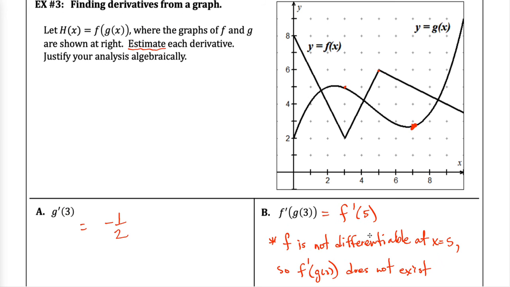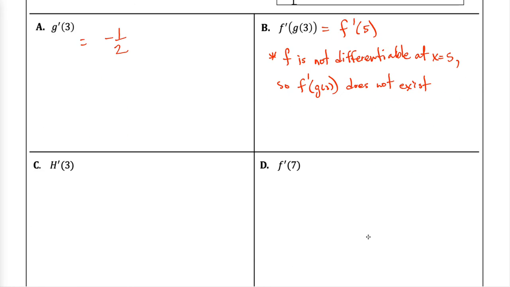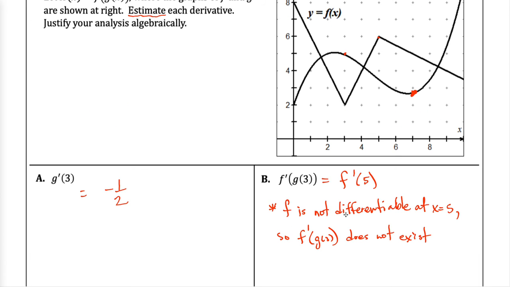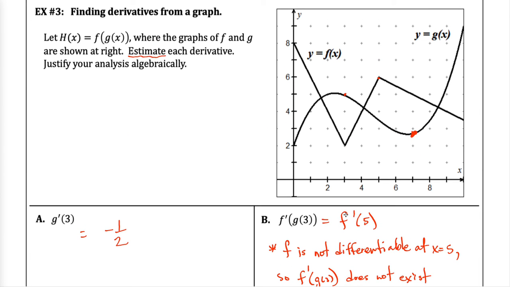G of 7 is just a little below 3. Yeah. 2 3/4, sure. So F prime of about 2.75. Yeah. F was the angly one. 2.75. Oh, now I see why that one was chosen.